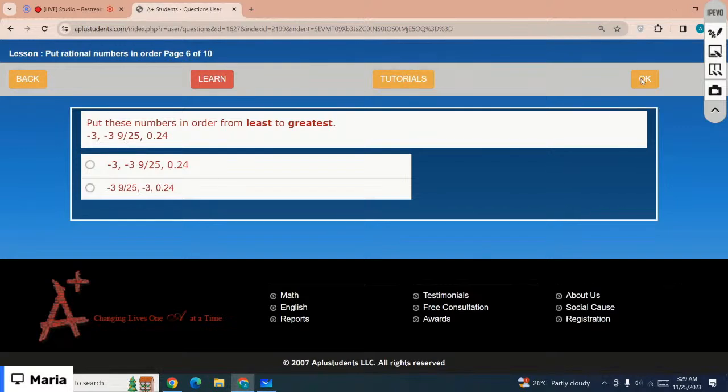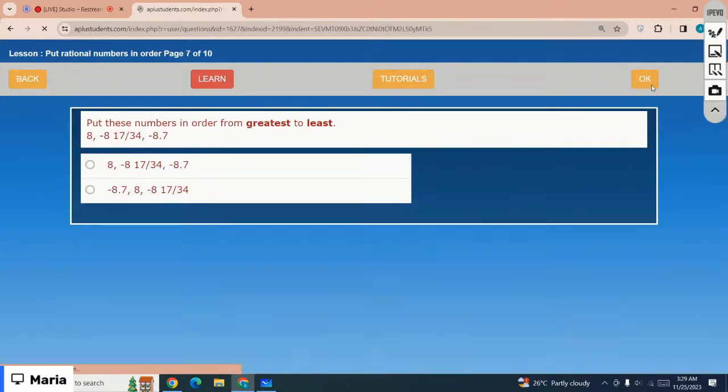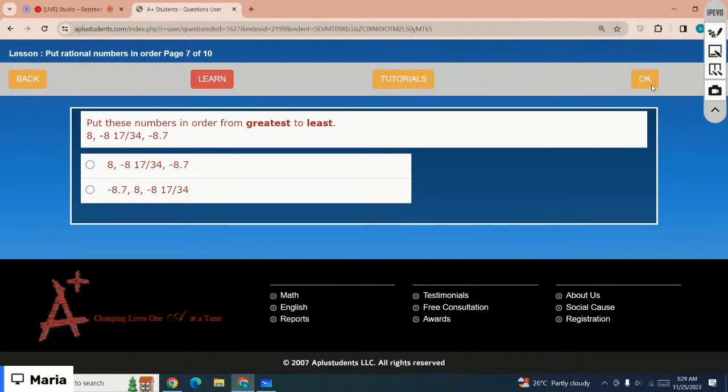You have to arrange them from least to greatest, right? So that would be negative 3 whole 9 over 12, 25. Negative 3 and 0.24 is the correct option, option 2, right? Okay, put these numbers in order from greatest to least. So which is the correct option?